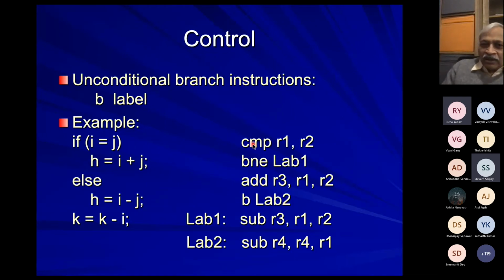So now look at the flow. You will follow one of the 2 paths. Compare, this branch, this addition, this branch, and then this last subtraction. That's one possibility. The other is comparison, this branch, and we carry out this branch, go to label 1 and then label 2. Okay, so as you can see, either this add instruction, add R3, R1, R2, is done, or subtract R3, R1, R2 is done.